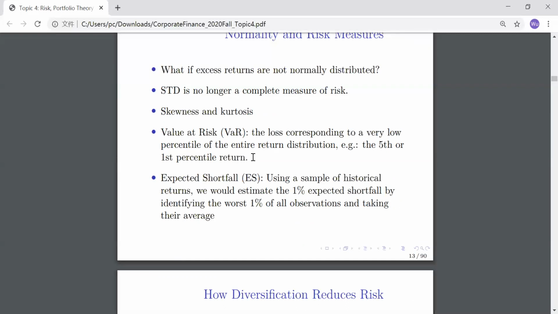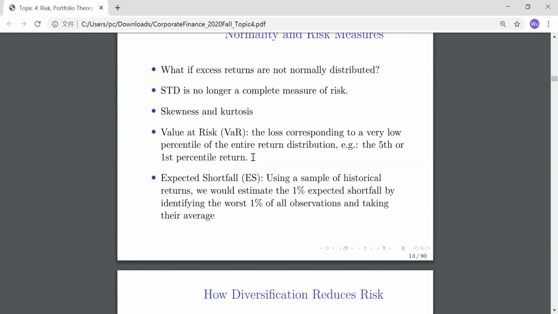Value at risk is basically capturing the loss corresponding to a very low percentile of the entire return distribution, right? That is the bottom fifth and first percentile. Another one is expected shortfall, which is, you can use a sample of historical returns, and then we can estimate the 1% expected shortfall by identifying the worst 1% of all the observations. So in other words, expected shortfall captures more worse scenarios than value at risk, right?